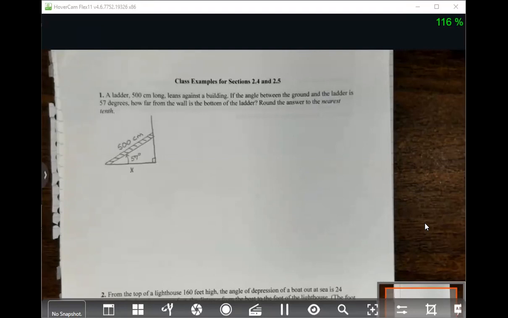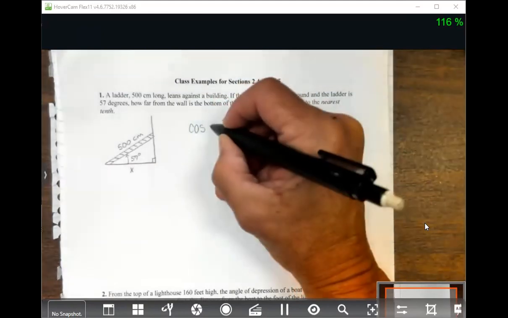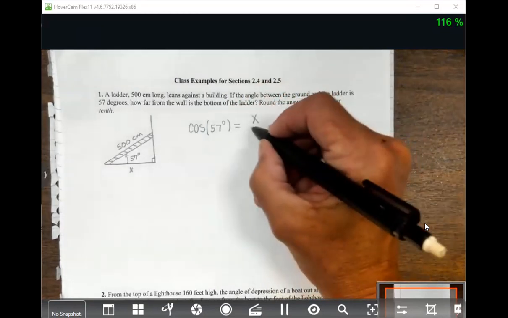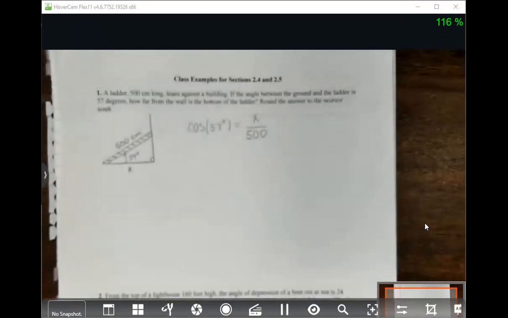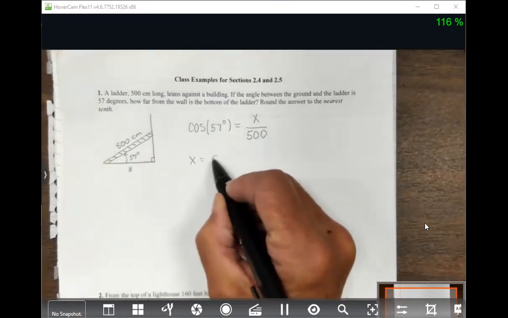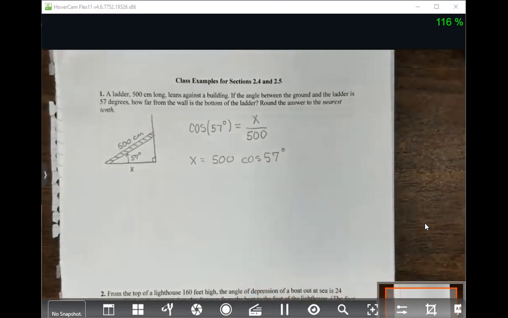Okay, so I'm going to use a cosine. The cosine of the given angle is the length of the adjacent side over the hypotenuse. So that's what I'm going to write here. Cosine of the 57 degrees is the adjacent side over the hypotenuse. So what would you do to find X if this were on your test? It's multiplied by 500, right? So X is going to be 500 times the cosine of 57 degrees.